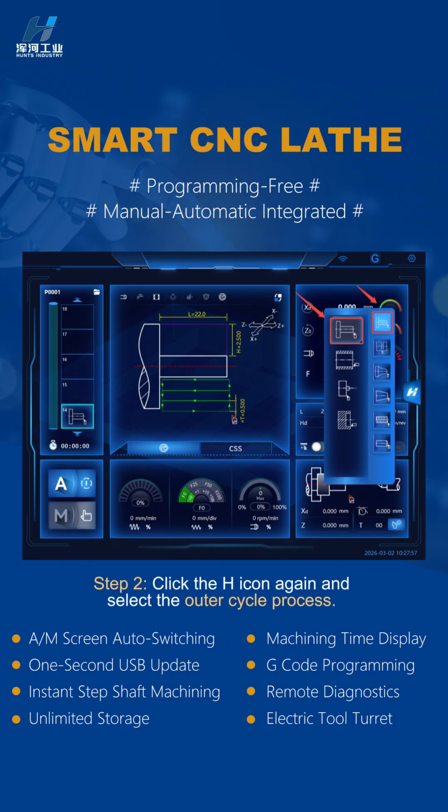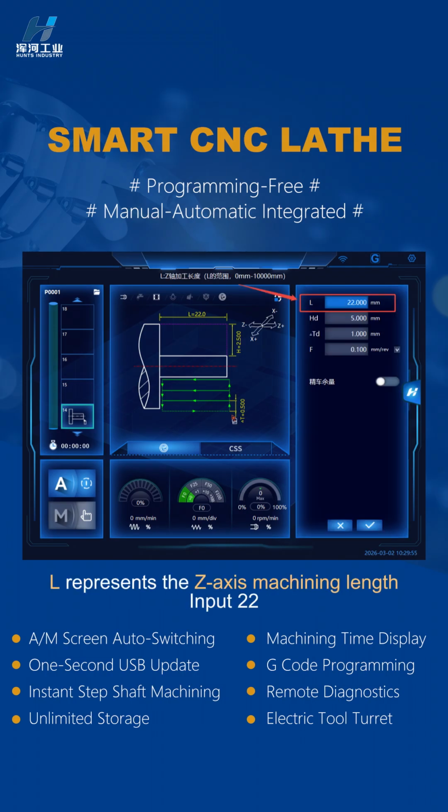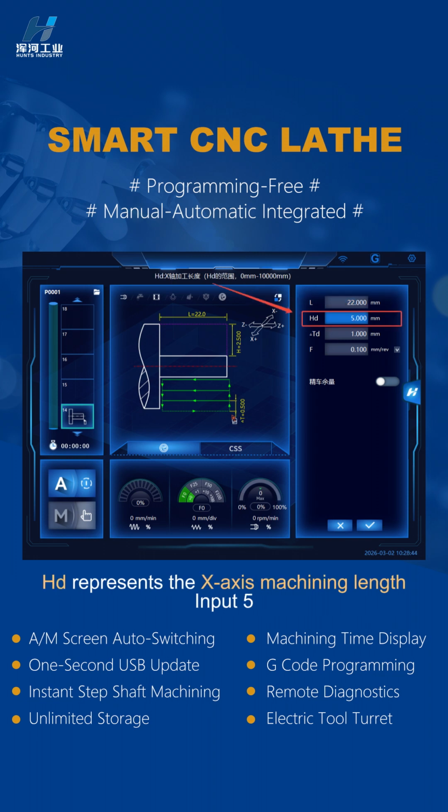Step 2. Click the H icon again and select the outer cycle process. L represents the Z-axis machining length. Input 22. HD represents the X-axis machining length.